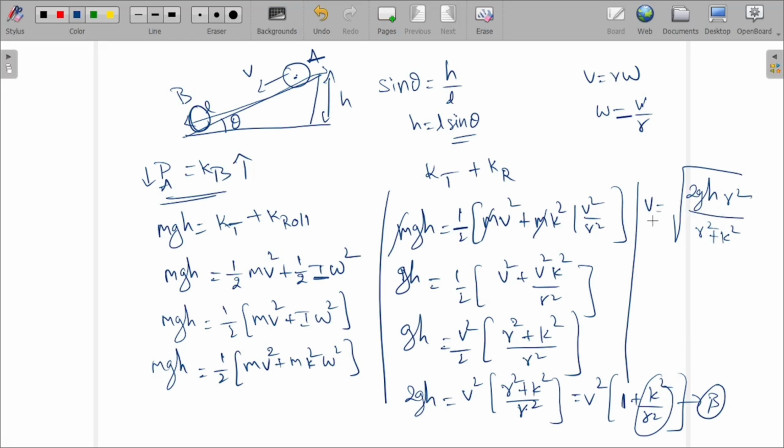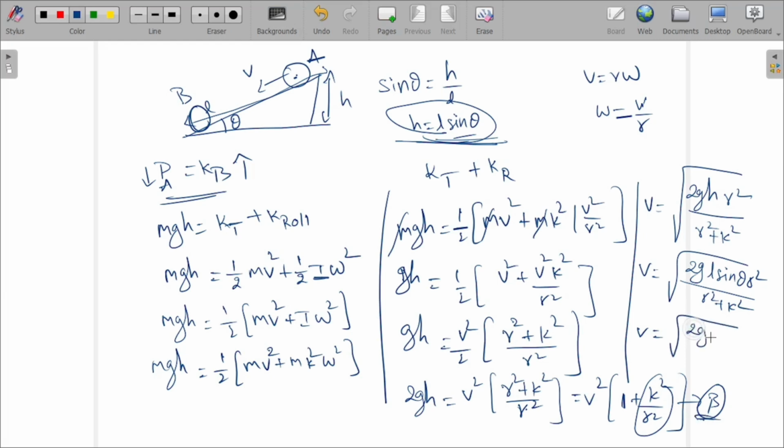Here, if they ask you in terms of theta, then you know that h equal to L sin theta. You can replace that. So v equal to root over 2g L sin theta into r square by r square plus k square. If you want to write in terms of beta, then v equal to root over 2gL sin theta by 1 plus beta. Okay, this is the formula: v equal to root over 2gL sin theta by 1 plus beta. Clear now? Beta is nothing but k square by r square.